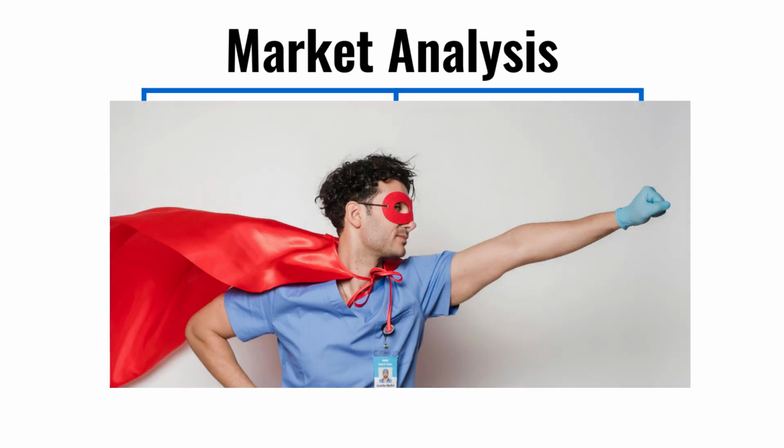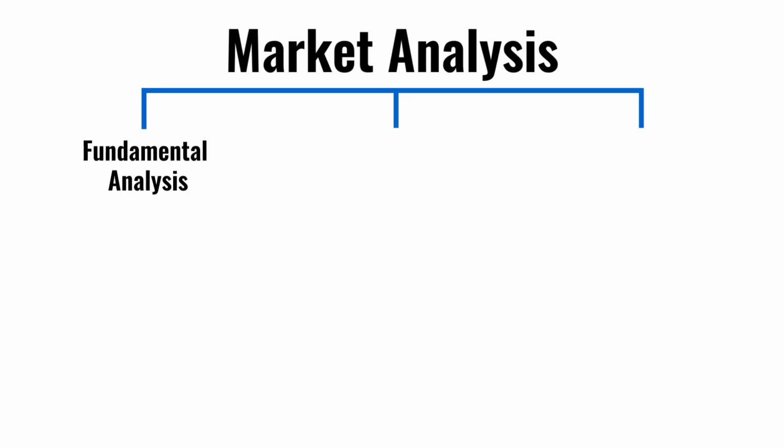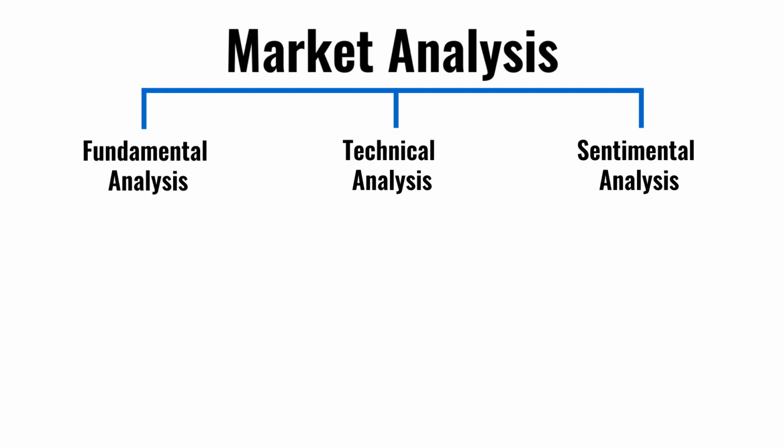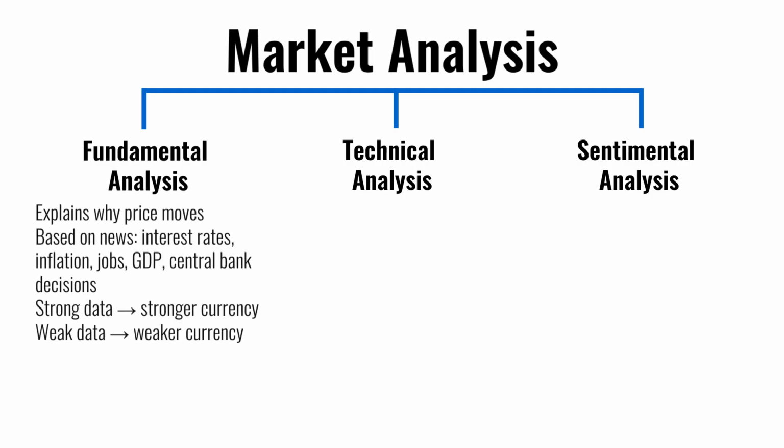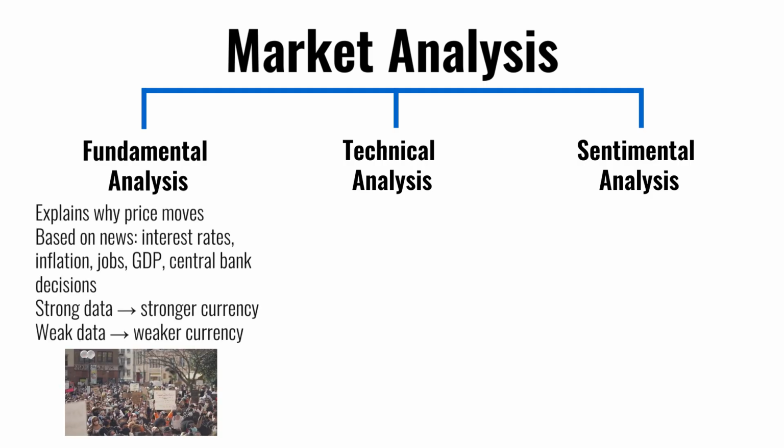Let's talk about the 3 big pillars of market analysis. Think of them like the 3 superpowers you need to understand how the market really works. We have fundamental analysis, technical analysis, and sentimental analysis. First, fundamental analysis. This is about the why. Why does a currency go up or down? It's all about news like interest rates, gross domestic product, inflation, jobs, or decisions from central banks.